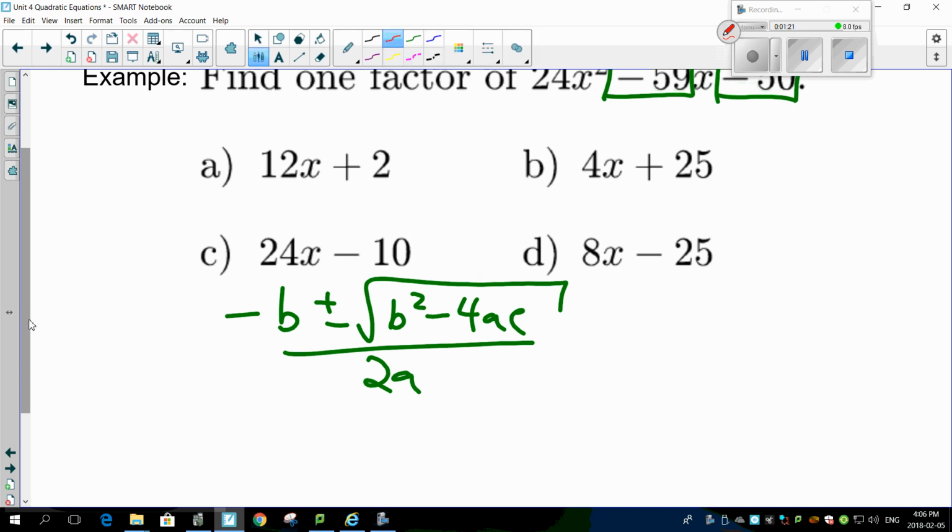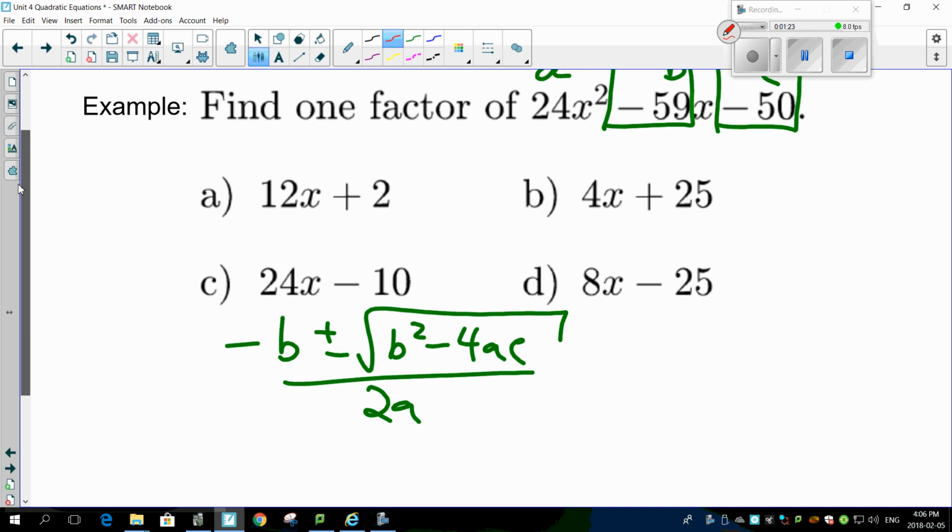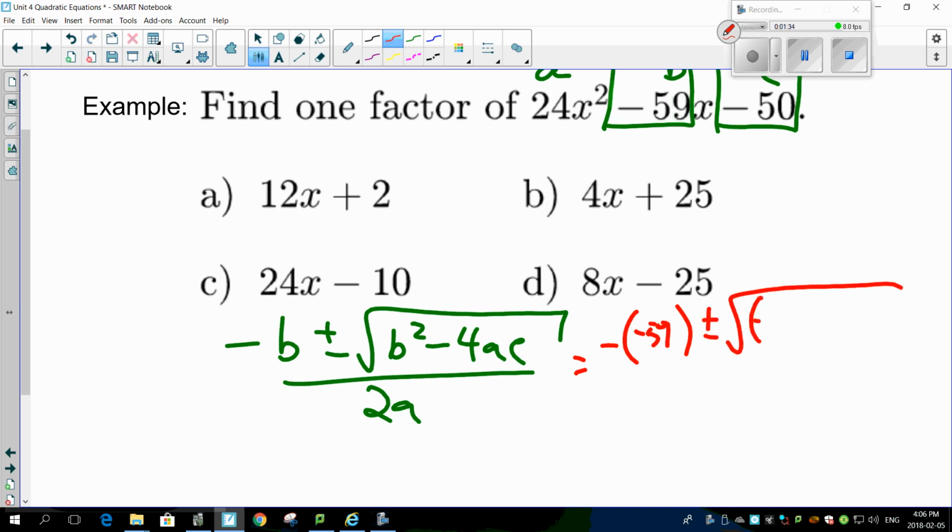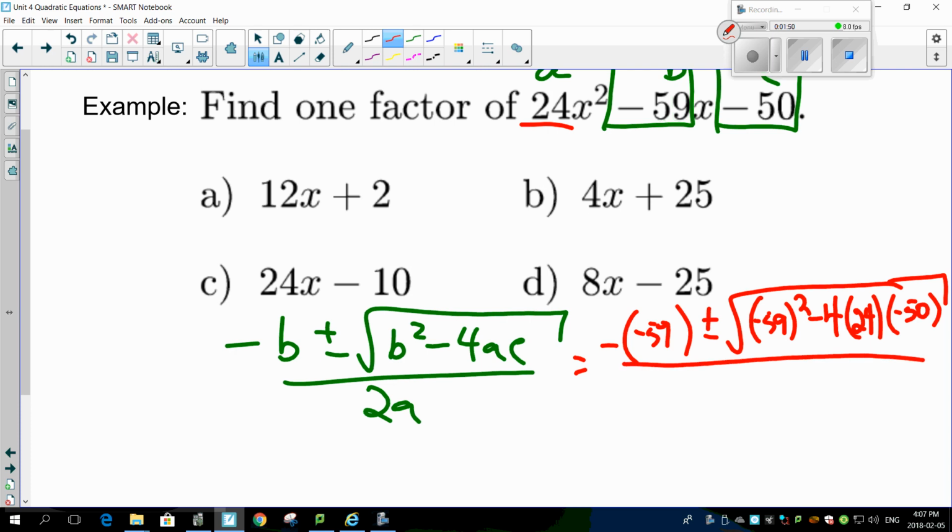So first things first, let's bring this down a little bit so we can see it. There he is. Okay, so minus B. B is minus 59. Plus or minus the square root of minus 59 squared minus 4 times A. A is 24, times minus 50. That might give us a nice number. I don't know, but let's figure this out. Over 2A, 2 times 24.